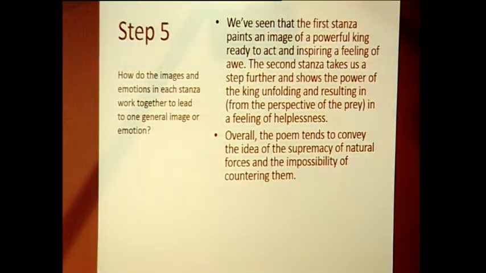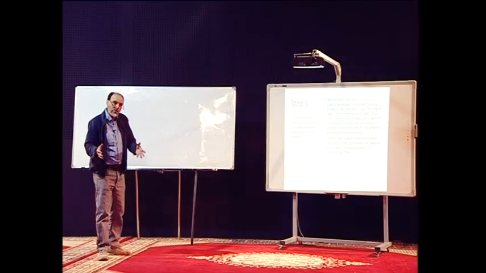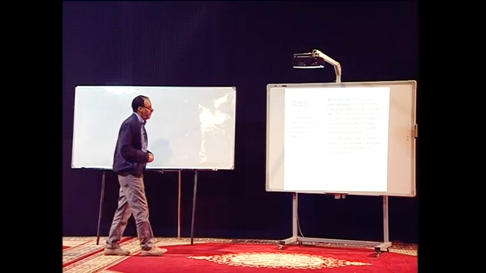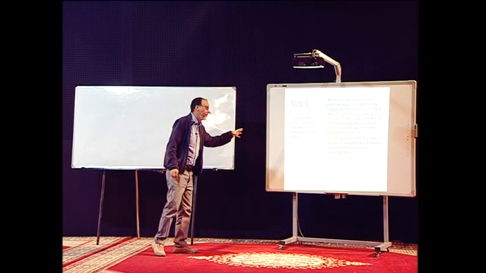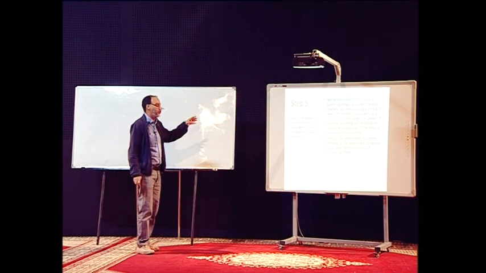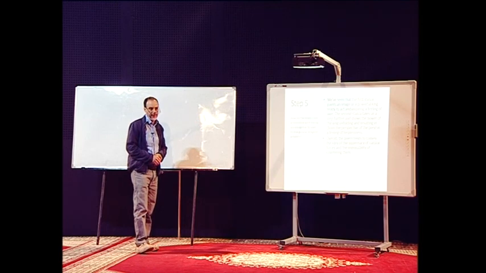The second stanza takes us a step further and shows the power of the king acting, not just ready to act, but acting. It shows the power of the king unfolding and resulting, let's say, from the perspective of the prey, in a feeling of helplessness. Now, there is a very strong power in front of you. You are helpless. There is nothing you can do. You cannot defend yourself.